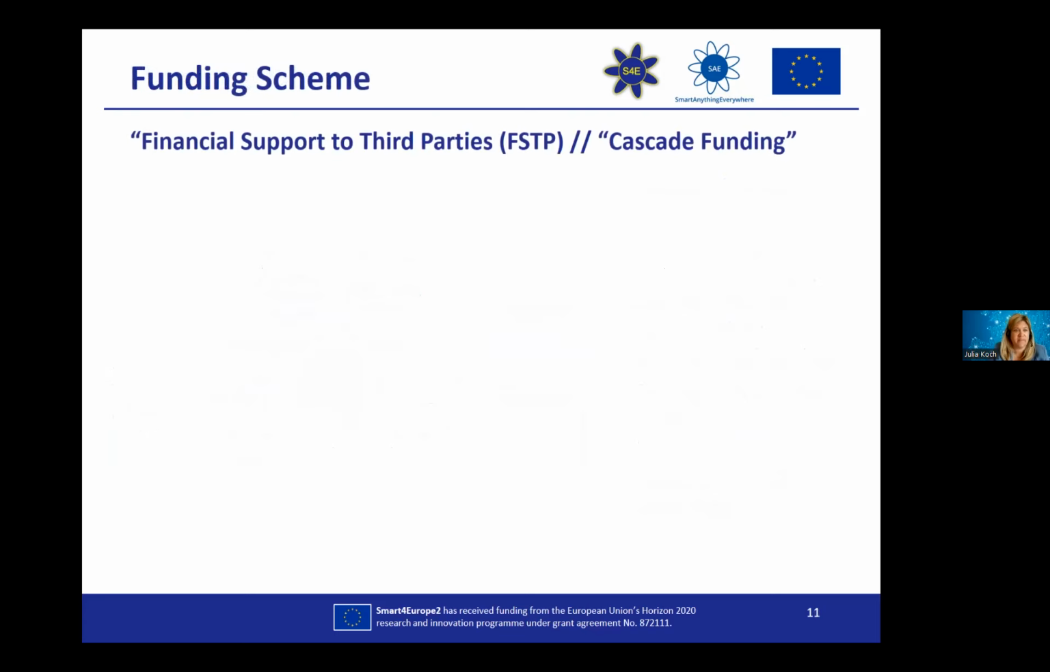So why was that initiative, or the innovation action, so successful with giving money by open calls to the SMEs? Well, the crucial point there is the funding scheme, which is called financial support to third parties, also known as cascade funding. The cascade funding was first implemented in Horizon 2020, and I was also part of the SMART4ALL Innovation Action, where we also did that. It was a huge success.